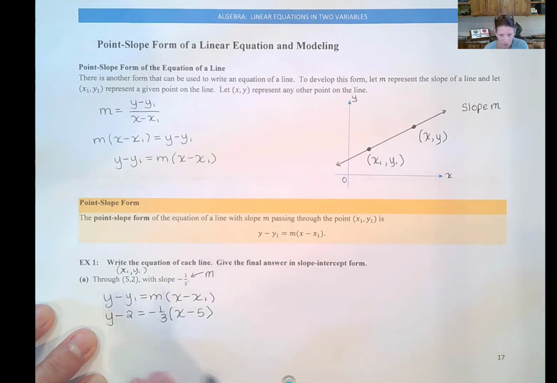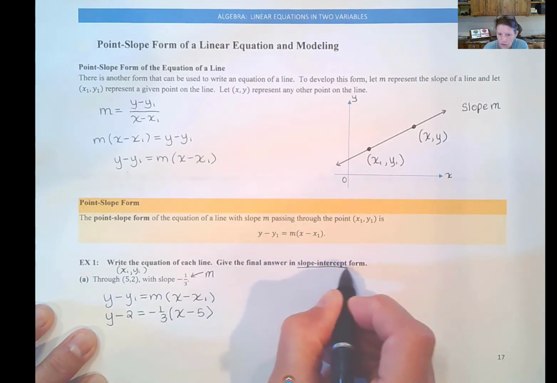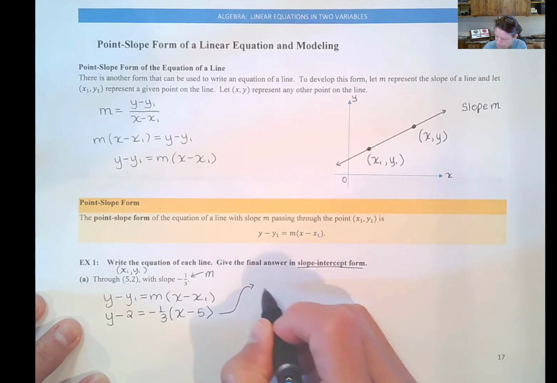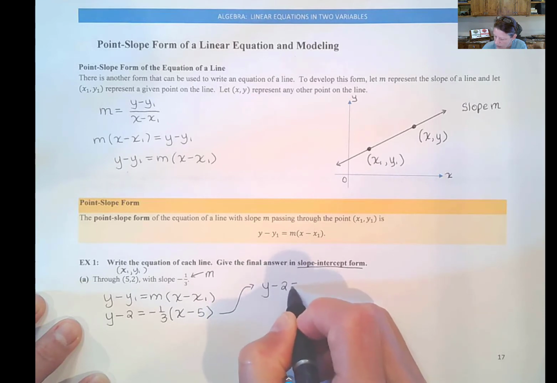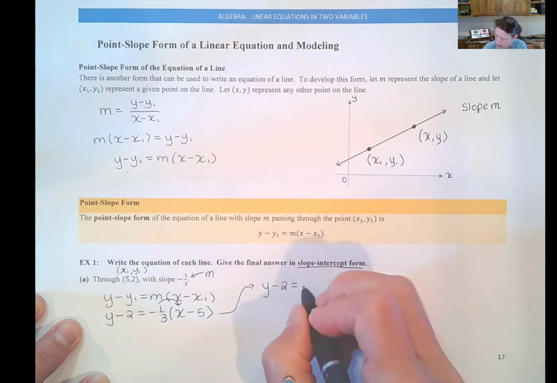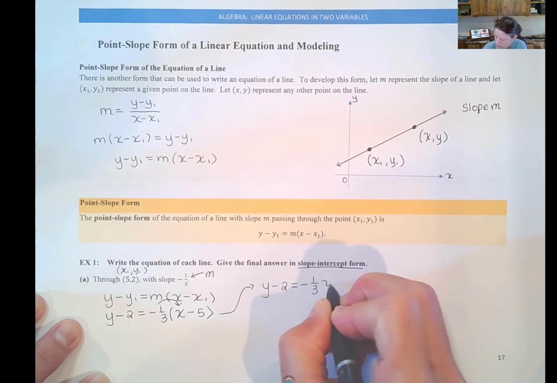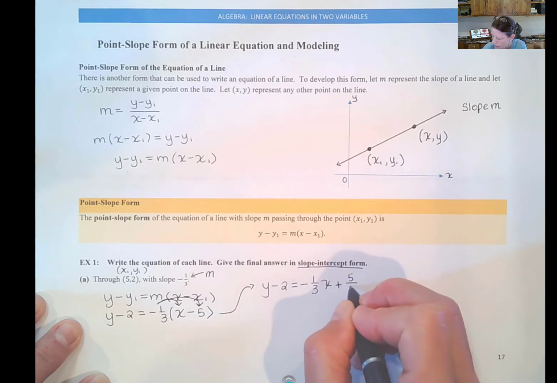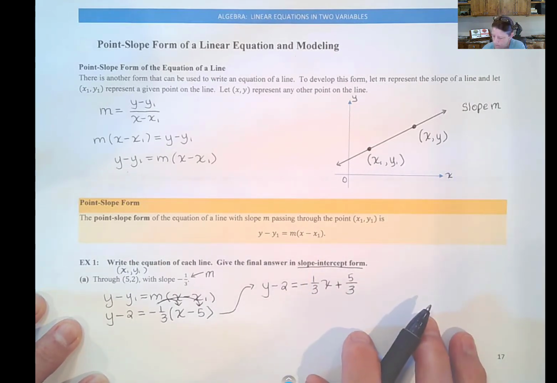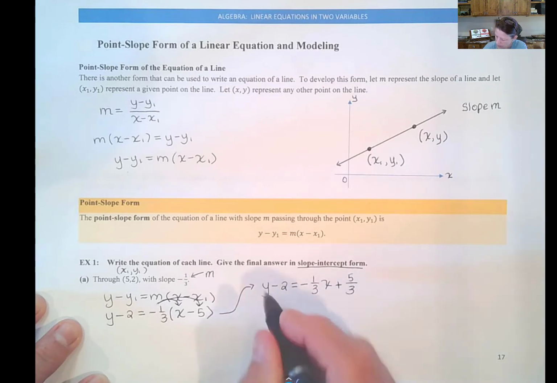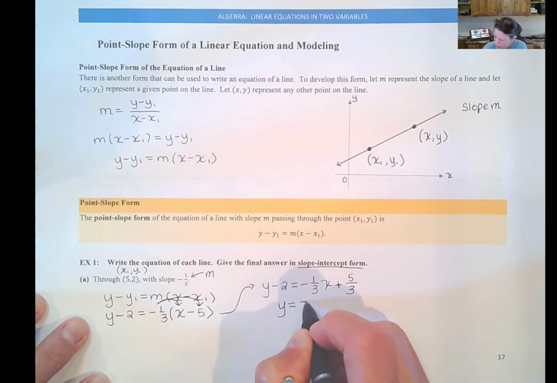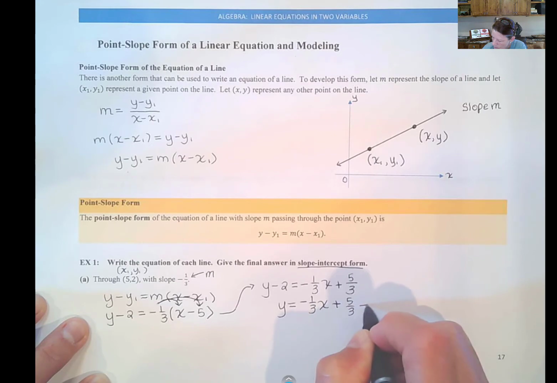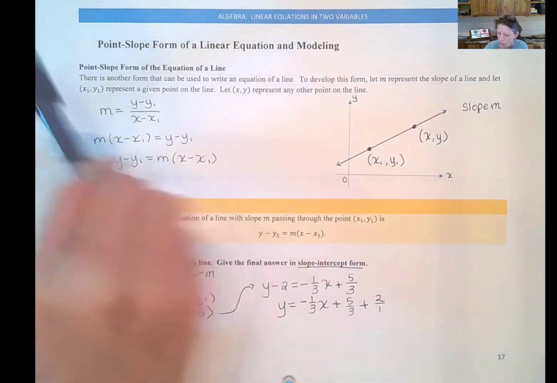So here we've got the equation of our line, but we want to write it in slope-intercept form, and therefore we're going to take this equation and solve for y. y minus 2 is equal to negative 1/3 x plus 5/3 as we distribute and multiply straight across numerator and denominator. Next, we're going to add 2 to each side. So y is negative 1/3 x plus 5/3 plus 2. And I'm going to write that as 2 over 1.